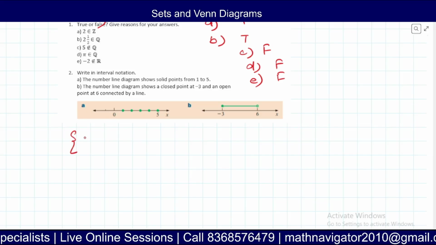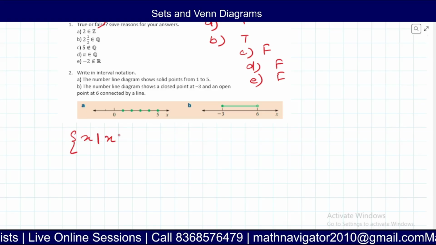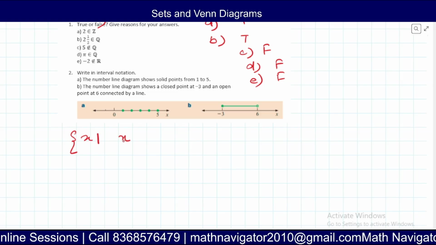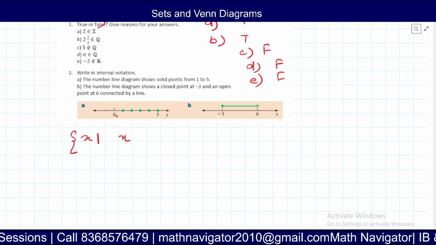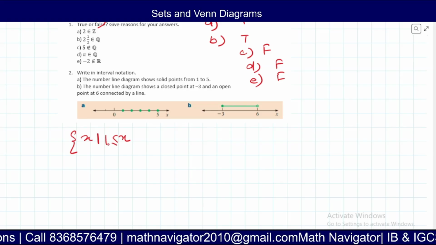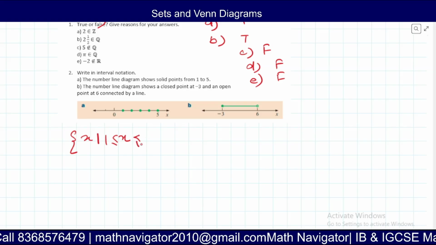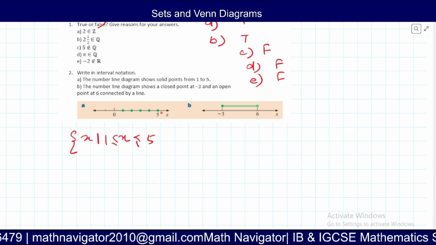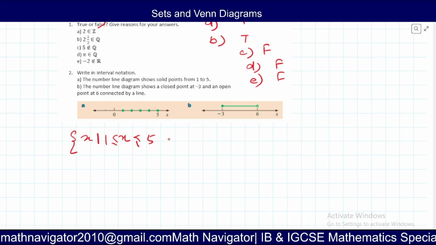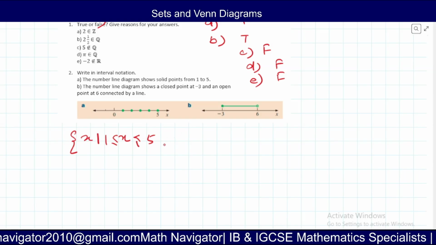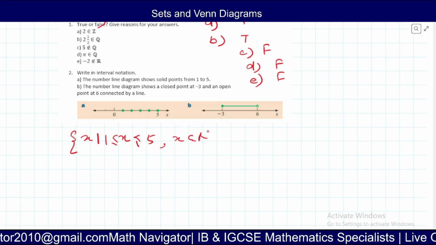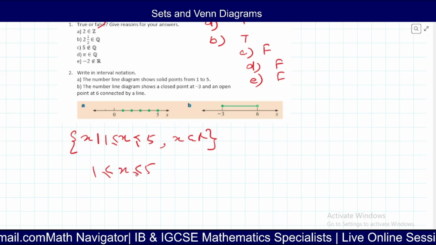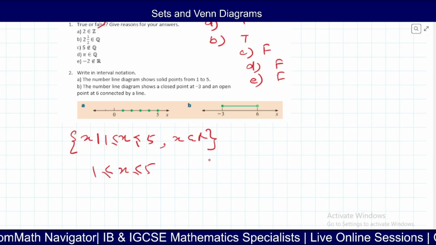It is written as x such that x is greater than or equal to 1 and less than or equal to 5. Equal to, why do we say this is equal to? Because they are included, right? And x is an element of R. Or in very simple language, you can write x is greater than or equal to 1 and less than or equal to 5. This will also work, no problem. So I'll write it like this only.